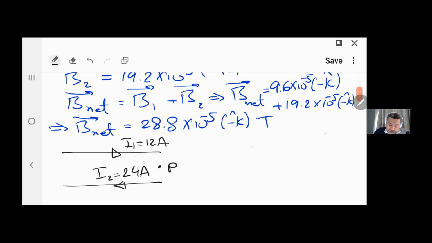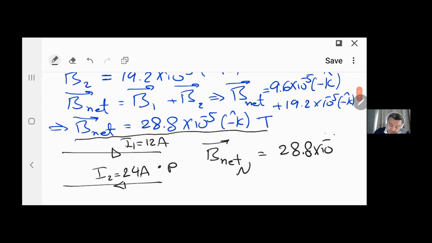In this case, due to the symmetry, the magnetic field will be half of the magnetic field achieved in part B. So the B net will have the same direction, however, it will be 14.4 10 to the power minus 5, same direction, minus k hat, Tesla.